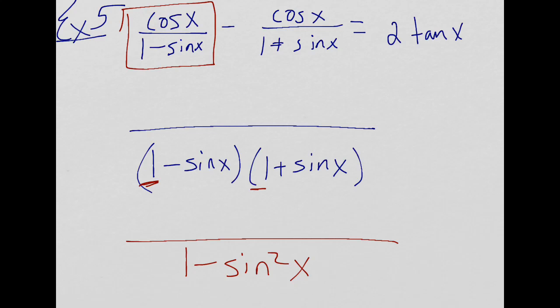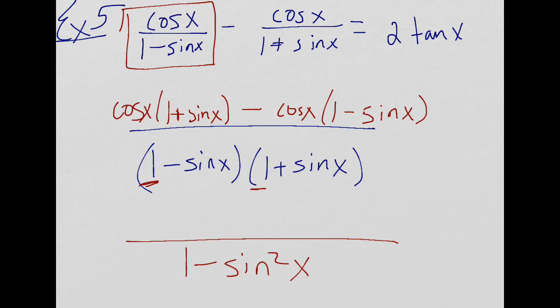Alright, so if I multiply this top by 1 plus sine x, actually I will write it. I am going to write it here. So that's cosine x times 1 plus sine x minus cosine x times 1 minus sine x. Is anybody confused on where I got that top at all? It's just what I had to multiply the numerator by.